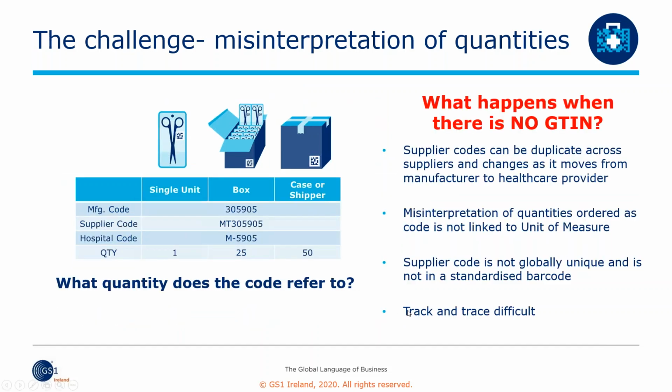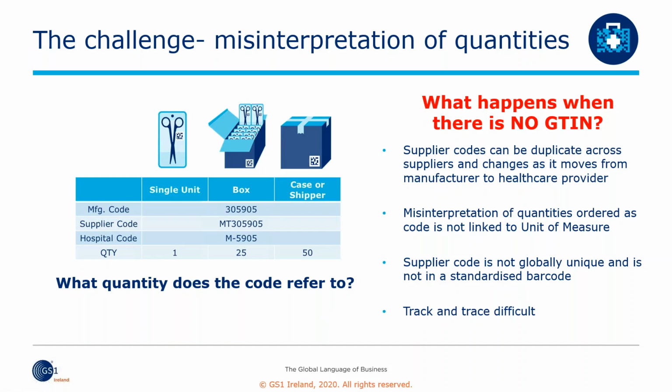So what happens when there is no GTIN? The supplier codes can be duplicated across suppliers, and we covered that in the previous webinar. And it also can change as it moves from manufacturer to healthcare provider. This leads to misinterpretation of quantities, and also the supplier code is not globally unique and is not in a standardized barcode. So it means that track and trace is more challenging.